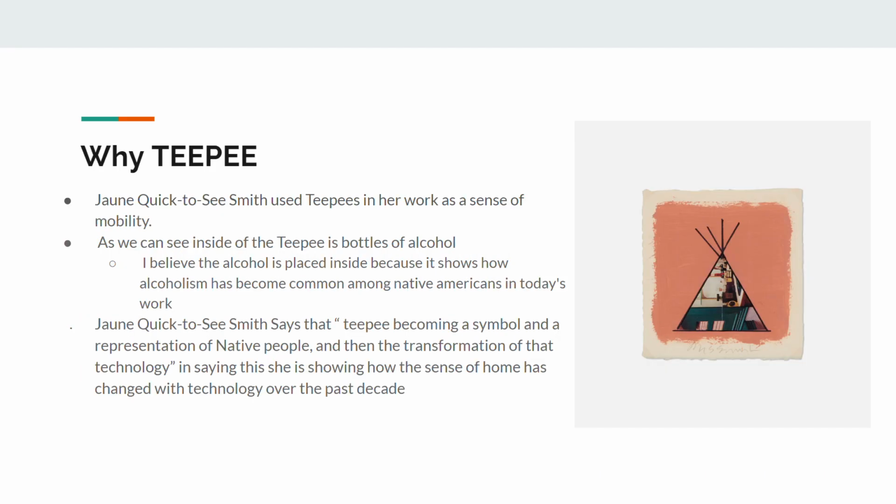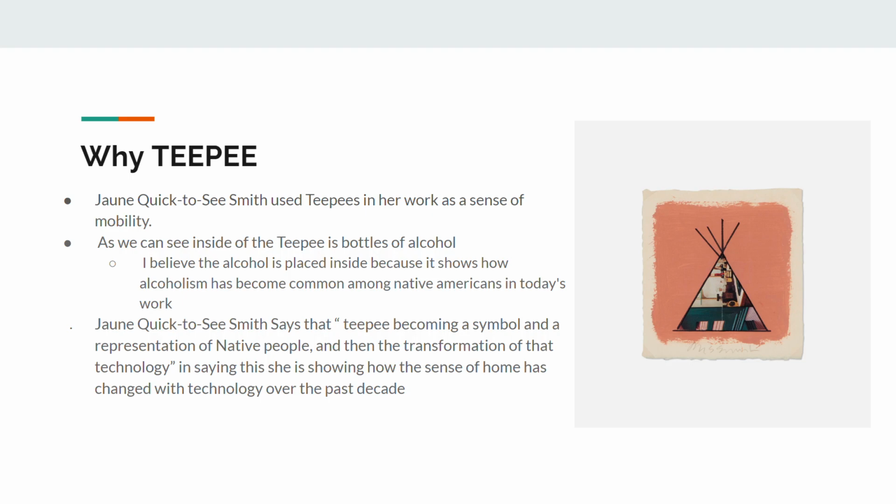So why use the TP? She uses TPs a lot in her artwork as a sense of mobility. They're very important to Native American culture and they're very easy to move. The symbol is often what people outside of the Native American culture know teepees as, and they believe it's a representation of their people. And she wants to use that mode to bring light and try and help others understand what they go through.